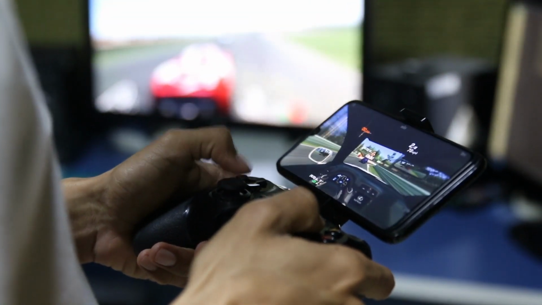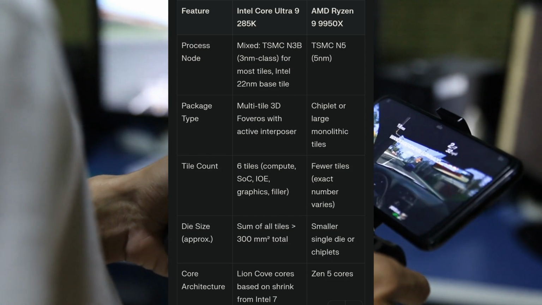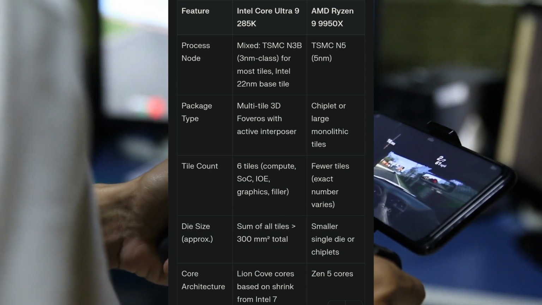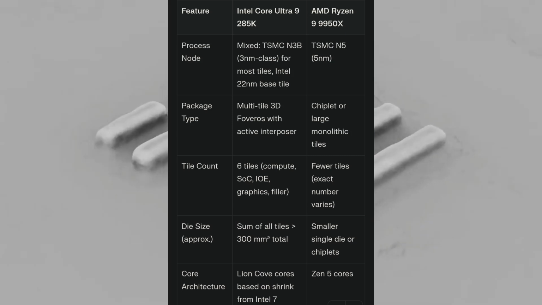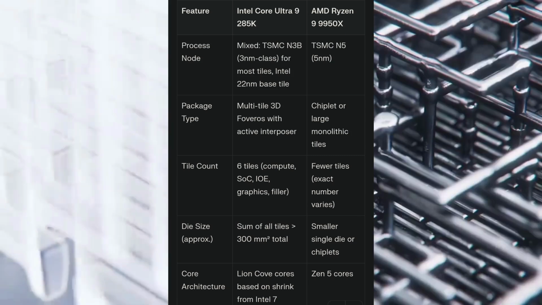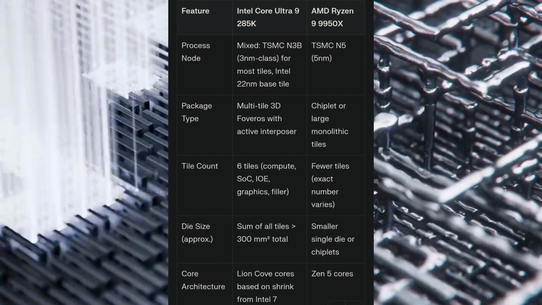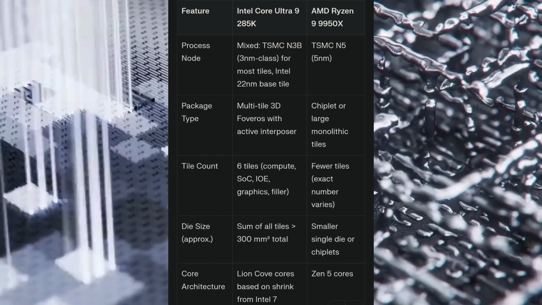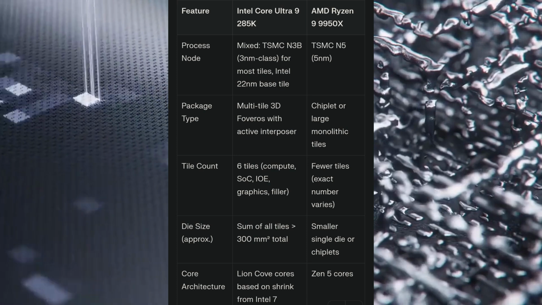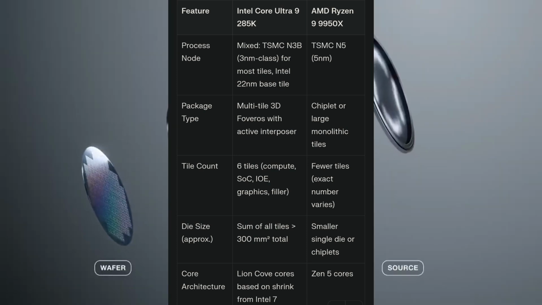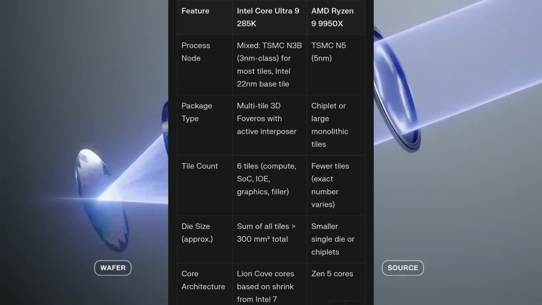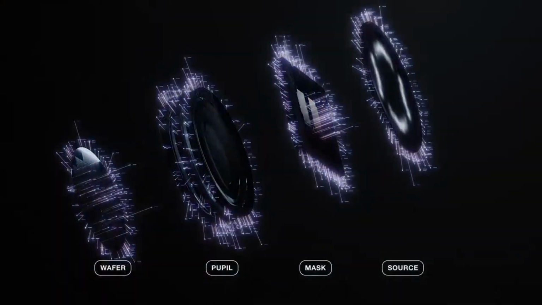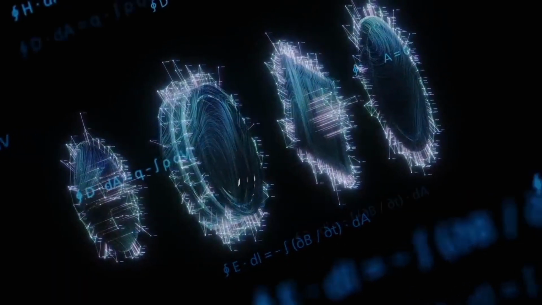Let's move to the physical design of both CPUs. Intel Ultra 9 285K: Intel made the 285K using 6 individual tiles together, most of them manufactured at TSMC using a 3nm process. However, Intel still uses an older 22nm process to manufacture the 285K base tile. On the other hand, AMD completely uses TSMC's advanced 4nm process to build the new 9950X CPU.